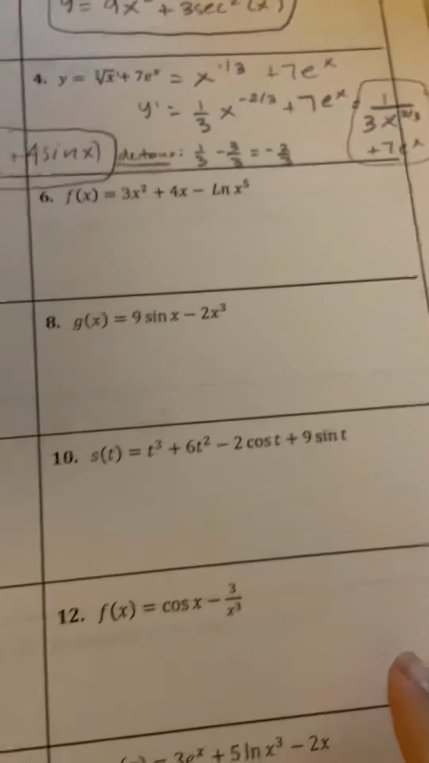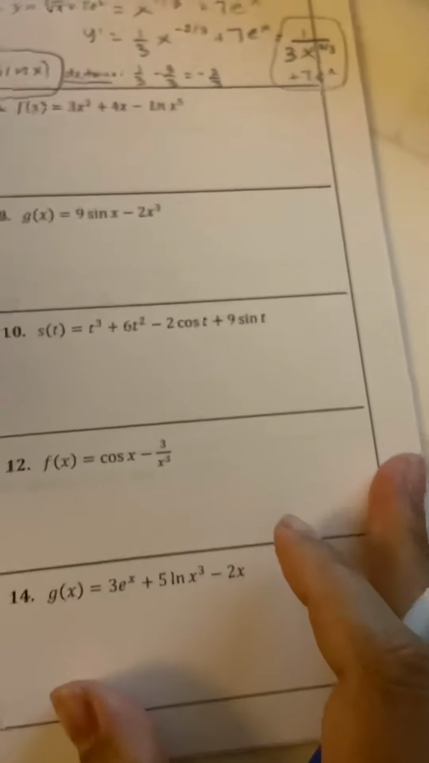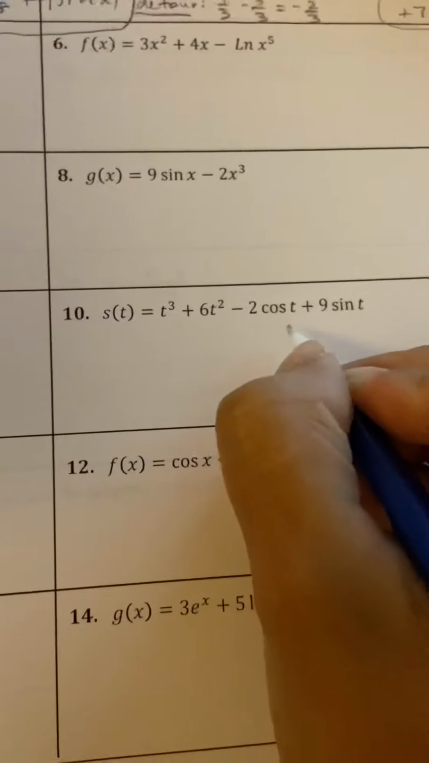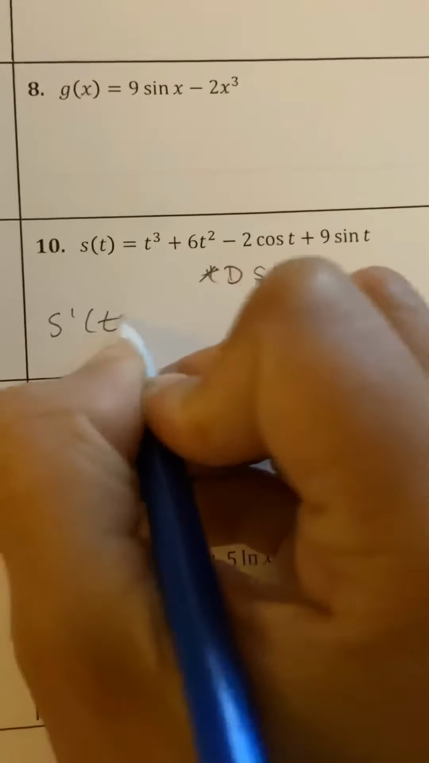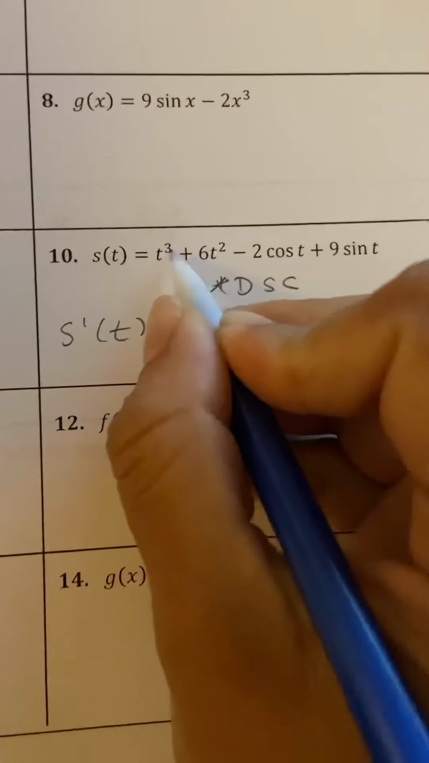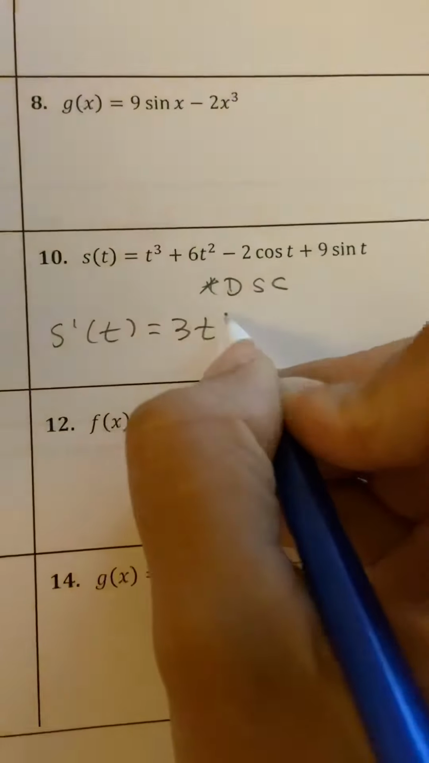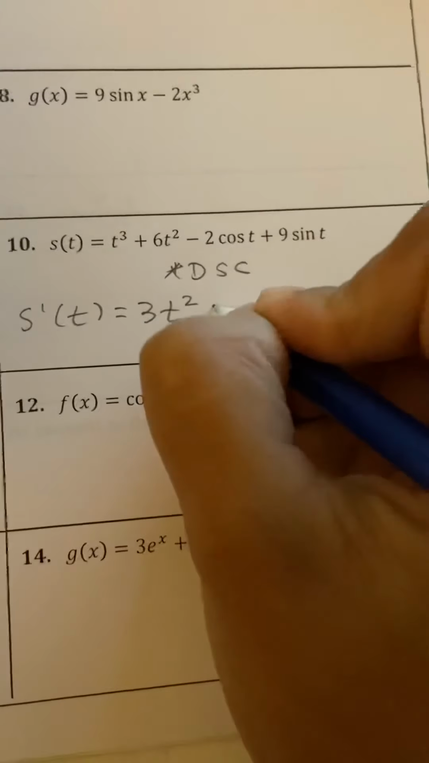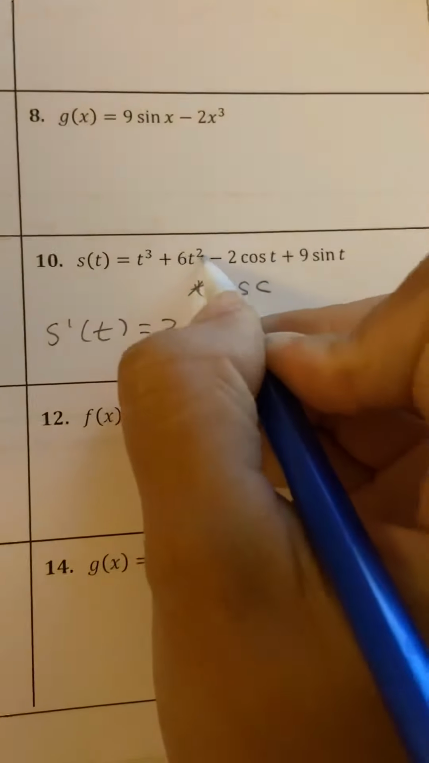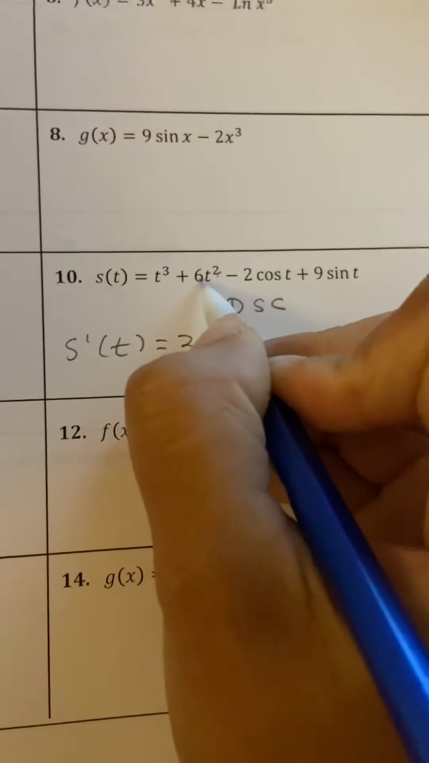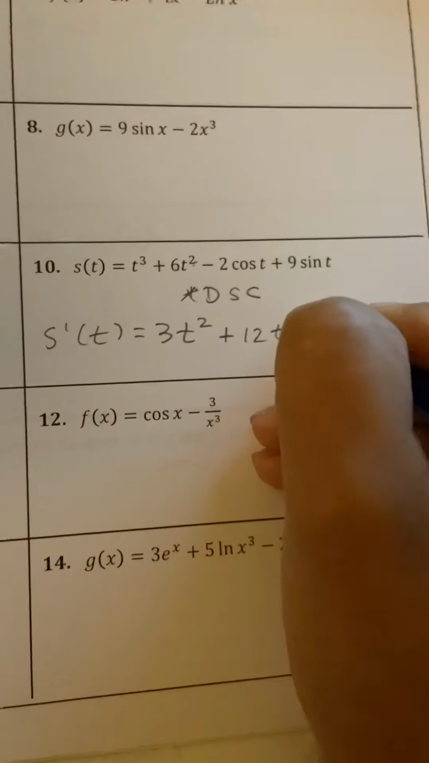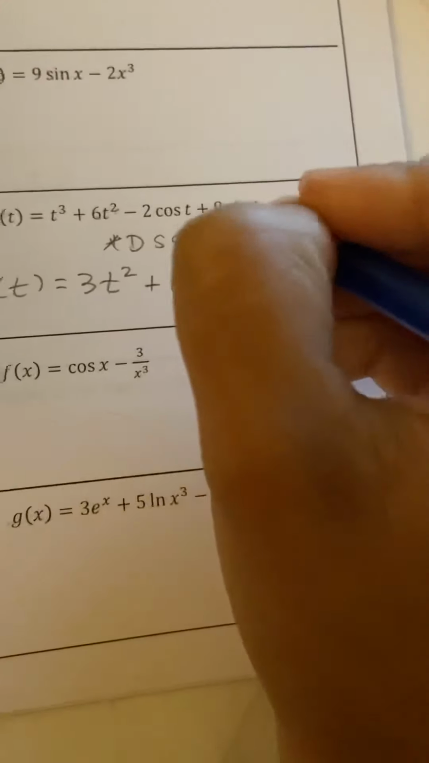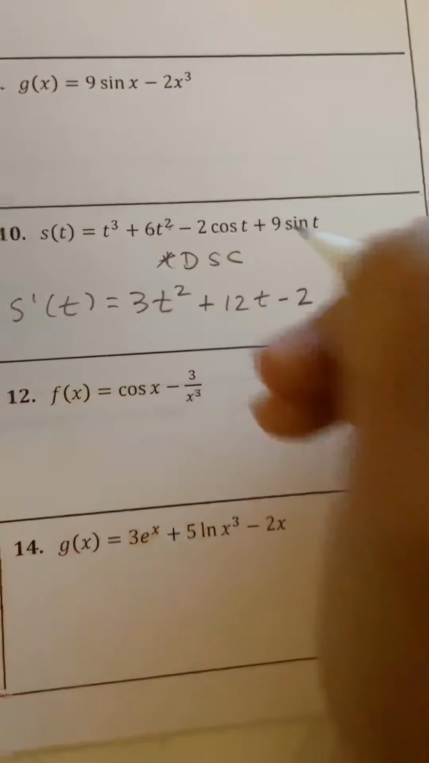Which one else can we do? I'm just gonna, like I said, skip around. Let's do number 10. I already see sine and cosine, so automatically think of disco, okay? S prime of t is equal to, power rule, bring the exponent to the front, so 3t squared, subtract 1 from the exponent, plus move the exponent to the front, but whenever there's a number there, multiply them, okay? So it'll be 12t, 2 minus 1 is 1, and a 1 is invisible, so I'm not gonna write it. Minus 2, constant, right?